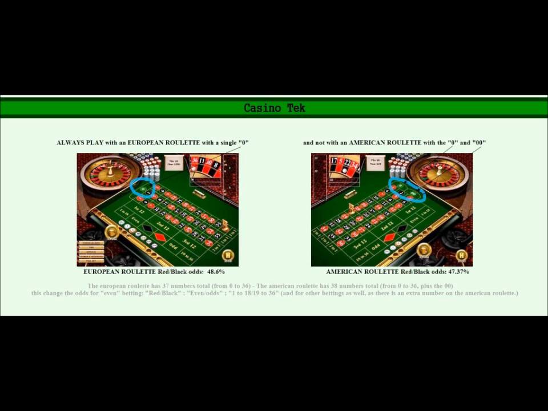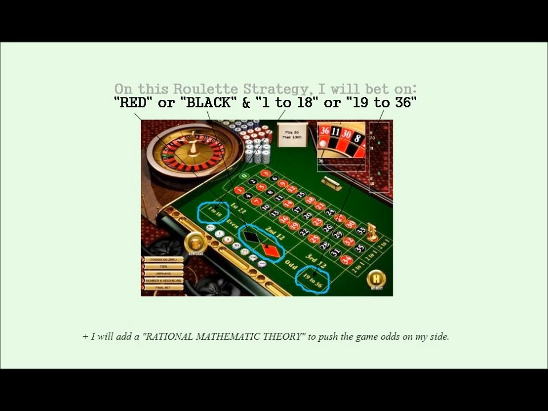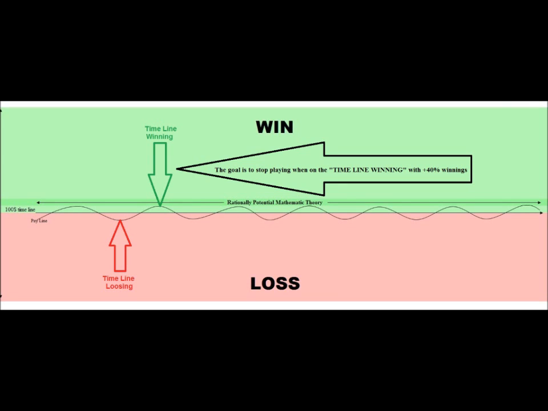This changes the odds for even-pay bets such as red-black, even-odd, 1 to 18 and 19 to 36, and for other bets as well, as there is an extra number on the American roulette. On this roulette strategy, I will bet on the red or black, and the 1 to 18 or 19 to 36. Plus I will add a rational mathematic theory to push the game odds on my side.